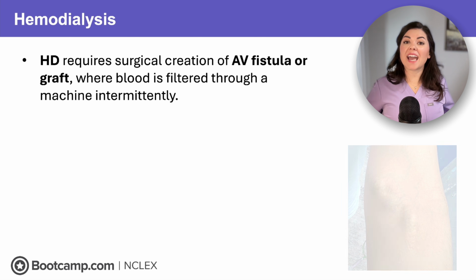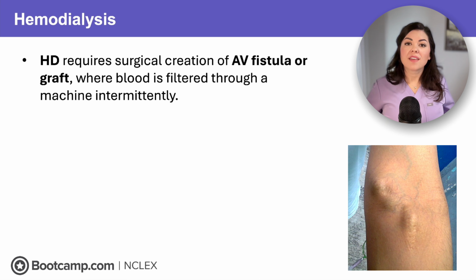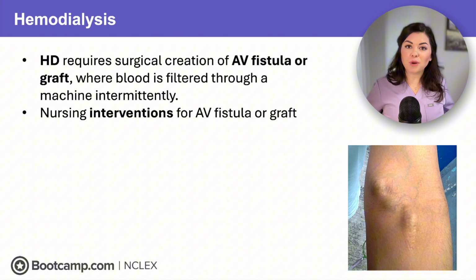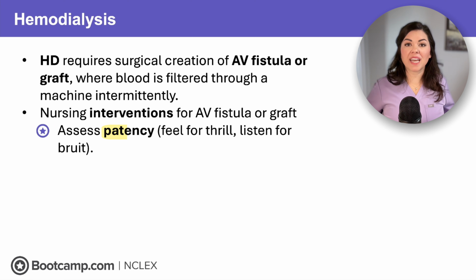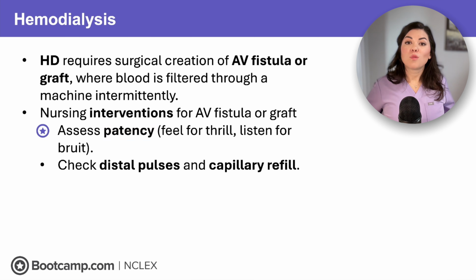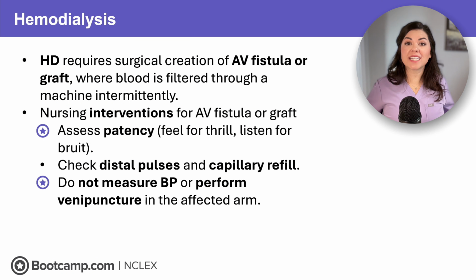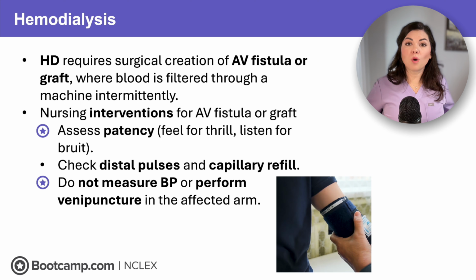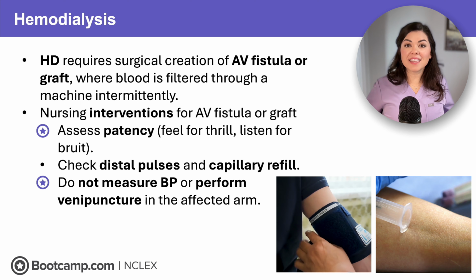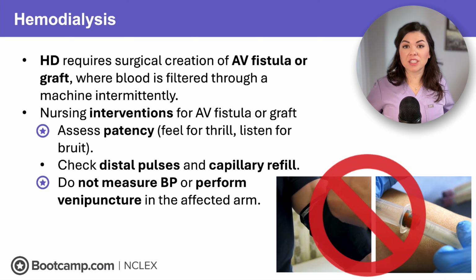Hemodialysis requires an AV fistula or graft that lets blood flow to and from the dialysis machine, and appropriate nursing care is key to protect it. We must assess the patency by feeling for the thrill or vibration and listening for the bruit or whooshing sound. We should check pulses and capillary refill distal to the site. And remember for NCLEX, we should never take a blood pressure or perform venipuncture in the affected arm because we can damage the graft site.